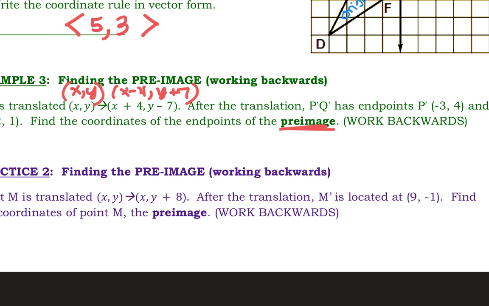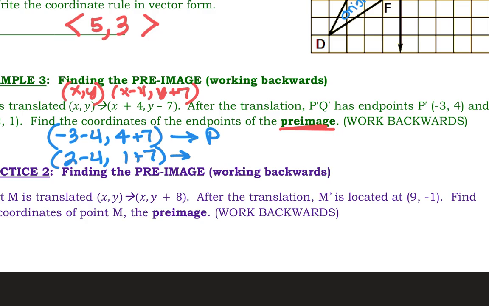All right. So then you take your points. You're going to take P. You're going to -4, so you're going to do -3 minus 4, and then 4 plus 7. That's going to get you the original location of P. Same thing with the Q. We have 2 minus 4, and then 1 plus 7. Where were the original points of Q?